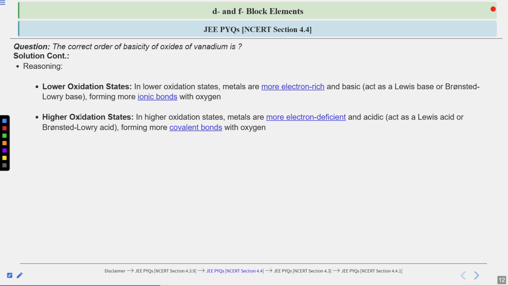Now the other thing is higher oxidation state. In higher oxidation state, the metal is more electron deficient, because higher oxidation state means higher positive charge. That means it has lost a comparatively high number of electrons, and the metal is going to be acidic. That means it is going to act as Lewis acid or Bronsted-Lowry acid. That means it is going to form more covalent bonds with the oxygen by sharing of electrons.